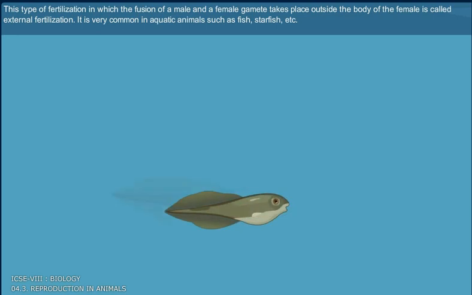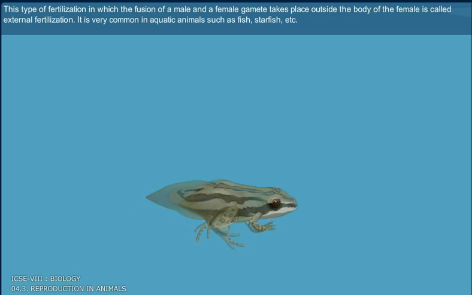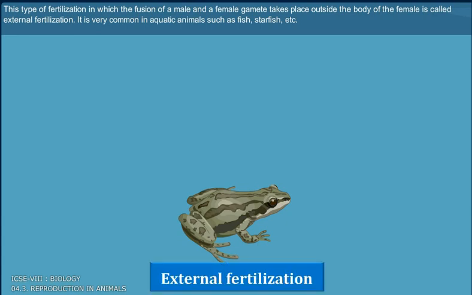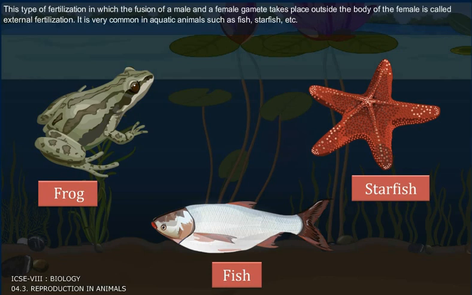This type of fertilization, in which the fusion of a male and female gamete takes place outside the body of the female, is called external fertilization. It is very common in aquatic animals such as fish, starfish, etc.